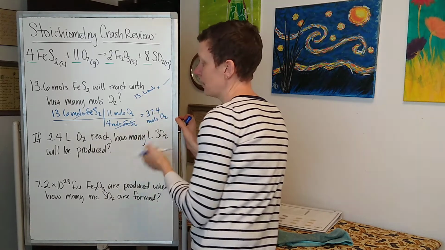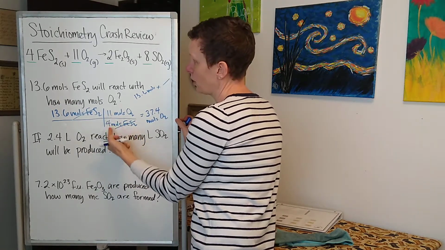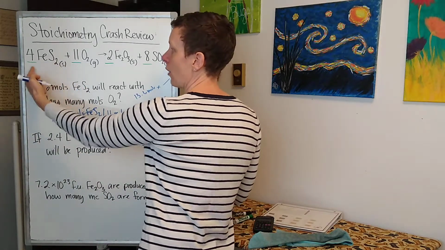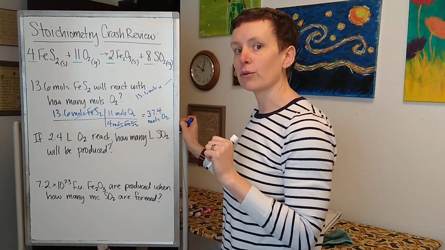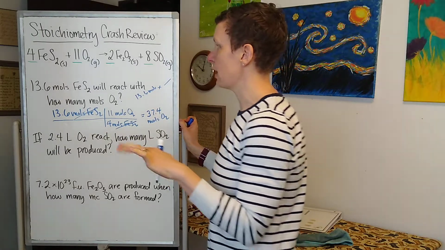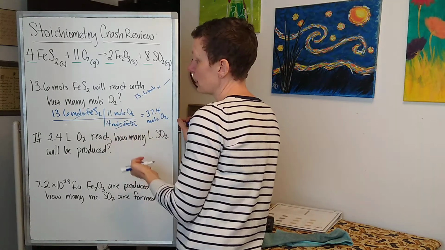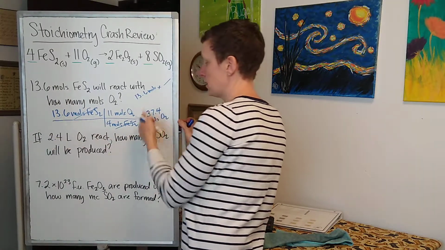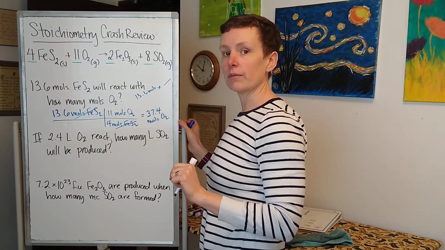Now, real quick note on sig figs, these are infinite, 4 and 11, okay? This is an exact ratio of those substances in this chemical reaction, okay, if this was a perfect reaction. So 4 to 11, those are infinite. This only had 3 sig figs, so I end up with 3 sig figs in my answer, okay?